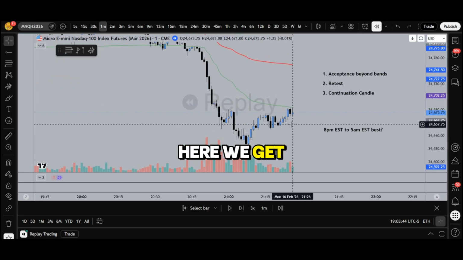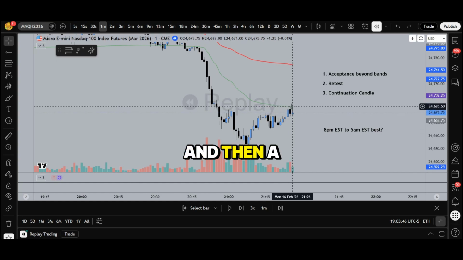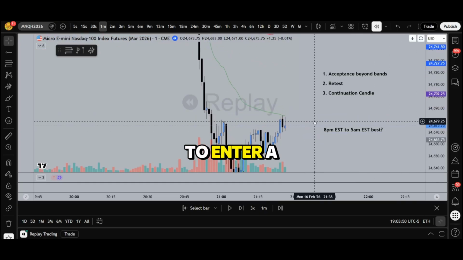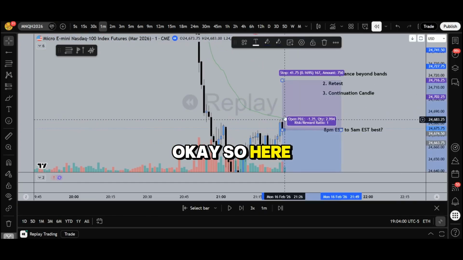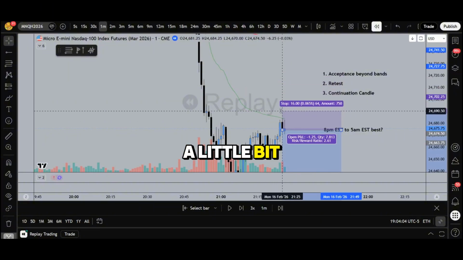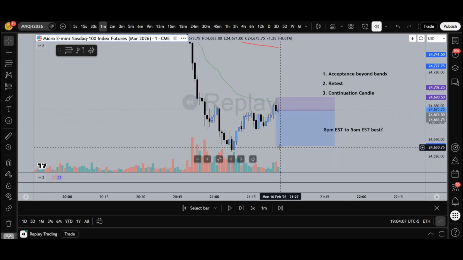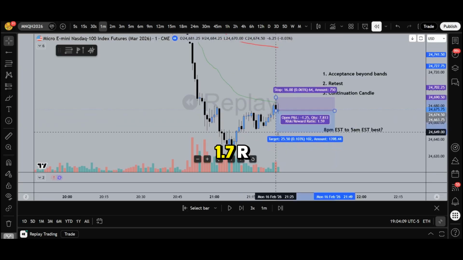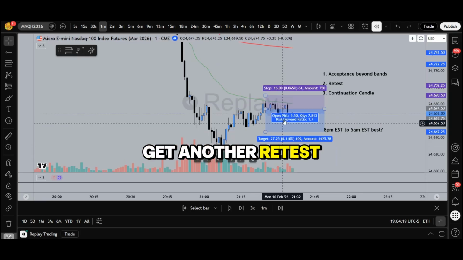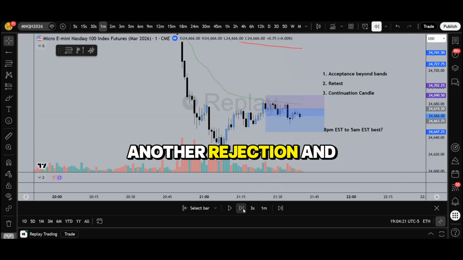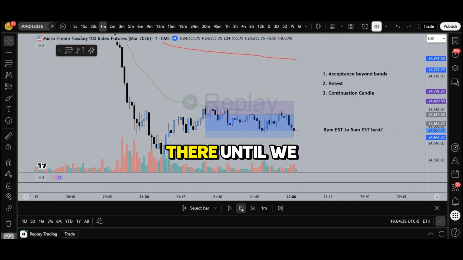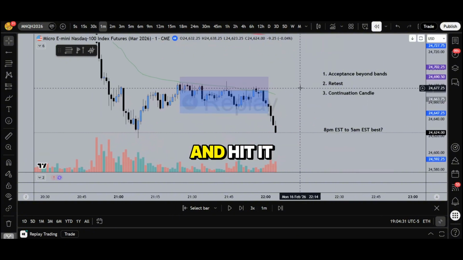Okay, and so here we get a retest and then a decently strong down closed candle. So this would be good enough to enter a short position. Okay, so here we can put our short in on the candle close. Stops just a little bit above this band. And I like to target a 1.7 R. Okay, and you can see we get another retest, another rejection, and we don't quite hit the take profit there until we come back again and hit it.